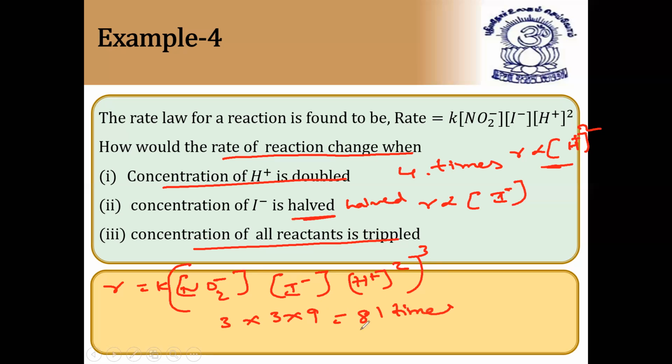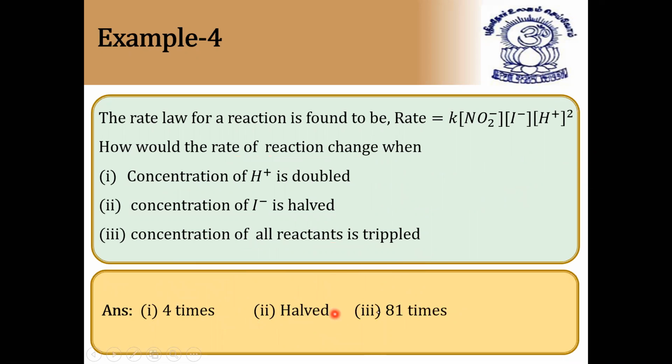What is the answer now? 81 times. So if all the concentrations of the reactants are tripled, the rate of reaction increases by 81 times. I hope it is clear. Now let us check the answers. So first it is 4 times, right? Second it is half. Third it is 81 times. So it is clear. Very, very important model. Like these questions you may expect in the competitive exams.